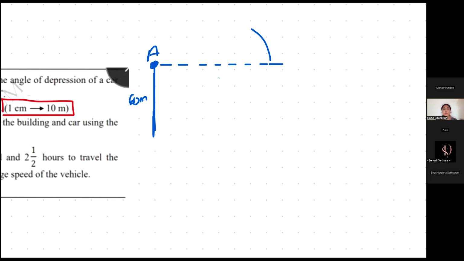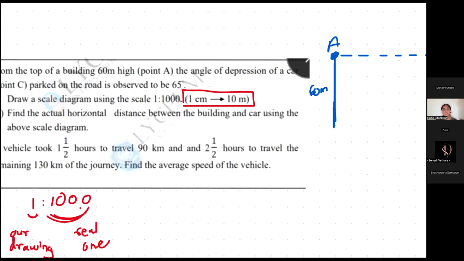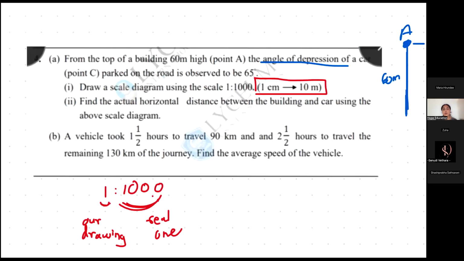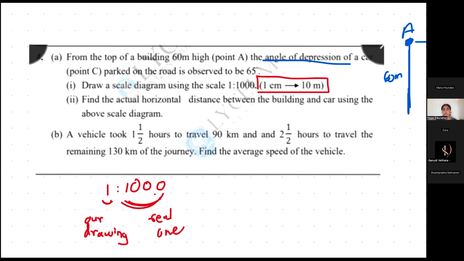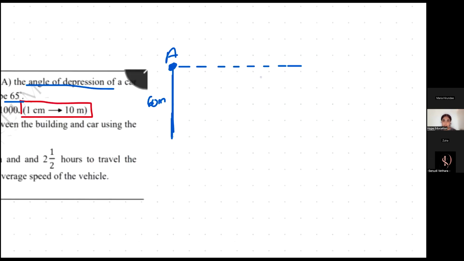So in this particular question, they say the angle of depression of a car parked on the road is 65 degrees. So what you do is take a protractor, start from the eye level here, and measure 65 degrees downwards.